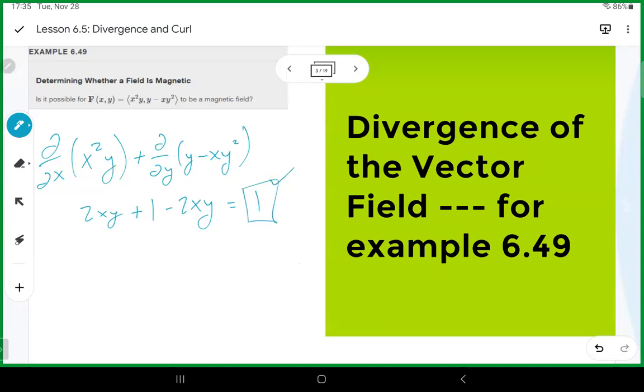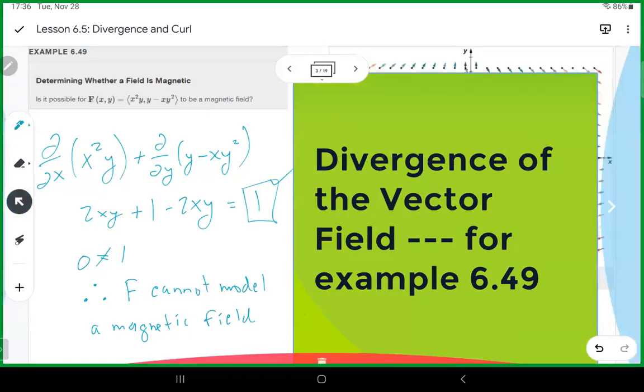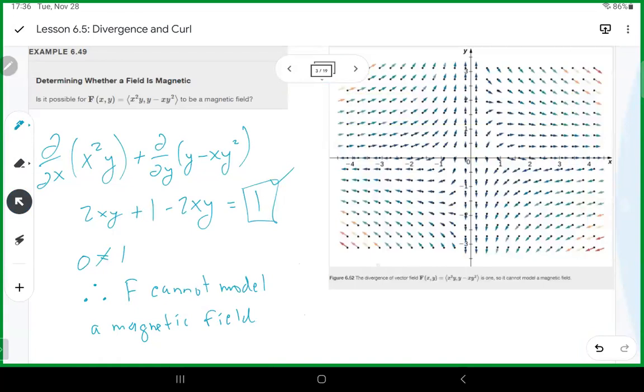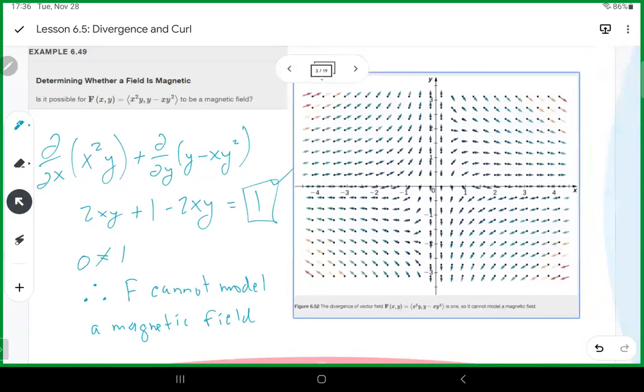So since 1 is not 0, therefore F cannot model a magnetic field. Okay, and then we have this nice little visual aid.